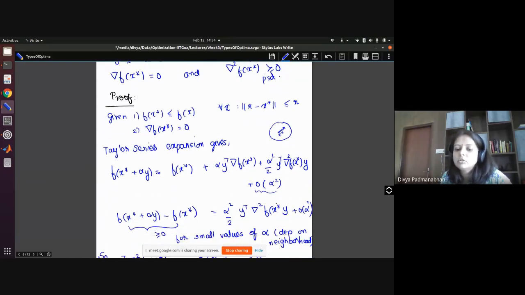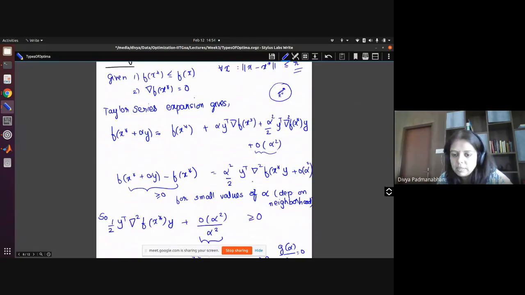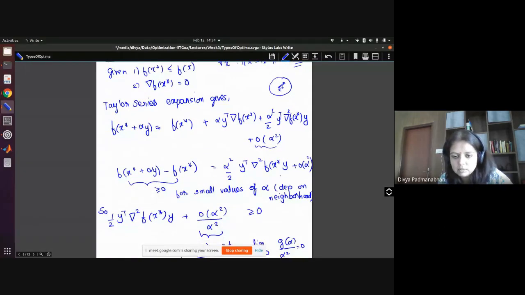Okay. So now when I bring these together, this term is going to be greater than or equal to 0, that we already know. And this is true in a small neighborhood. So you have this R, which dictates how much you can go. What is the limit to which you can go? That will depend on this R. But anyway, for small values of alpha, this is going to be greater than or equal to 0. Now we have this right hand side. Because this is greater than or equal to 0, this whole part is also going to be greater than or equal to 0.